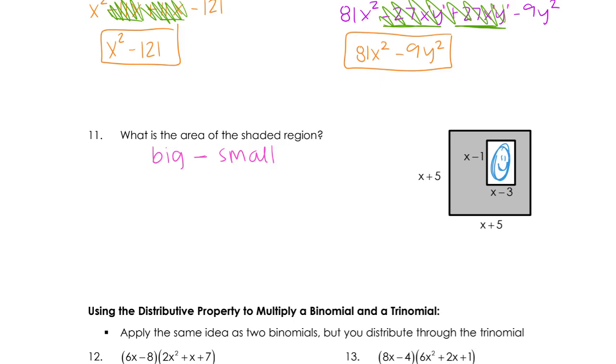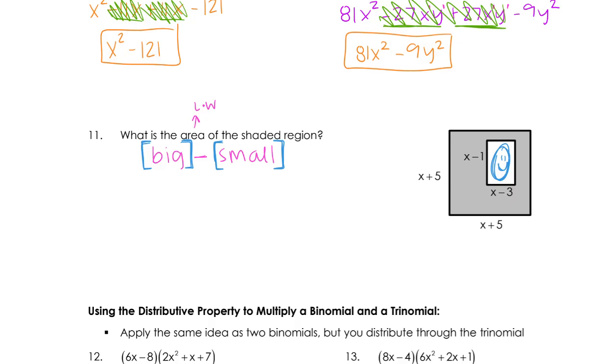That is the idea of what we're doing here. Now, area, don't forget, is length times width. So basically one side times the other side. For this though, the biggest thing, and this is what messes so many people up, is we have to keep the big together minus the small together before we ever combine like terms. You're going to see what I mean by that in just one moment.